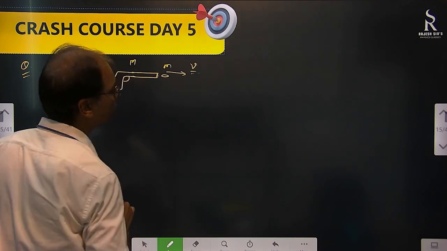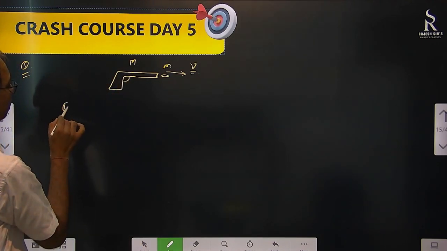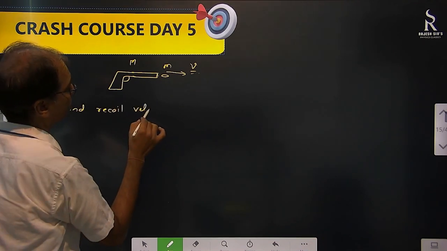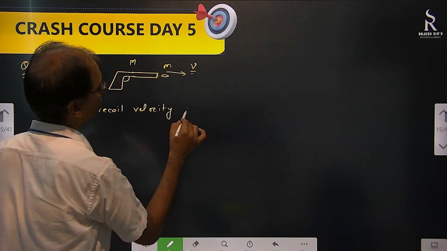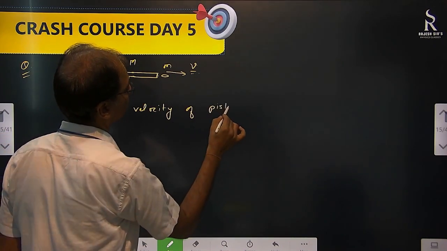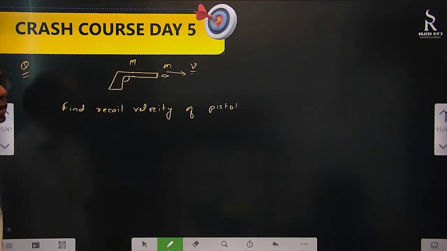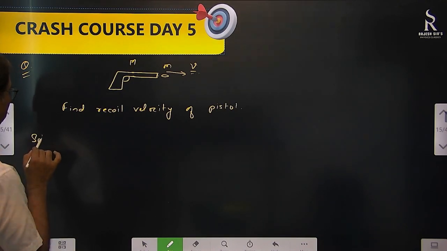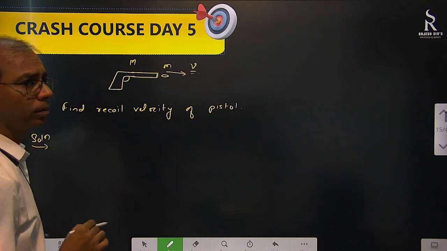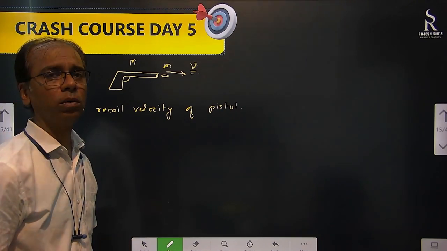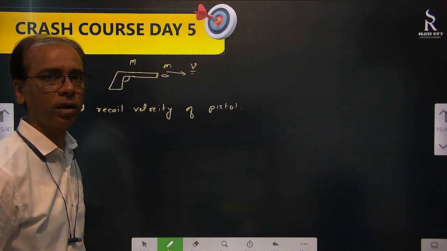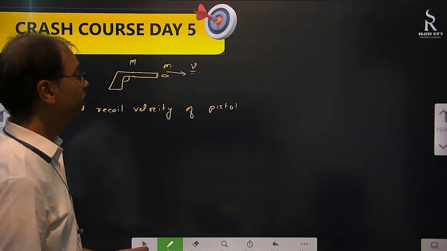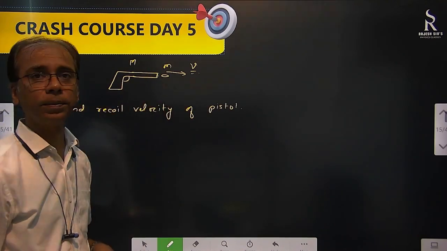The question is asked from you, find recoil velocity of pistol. So the question here is now, before firing, what was the momentum? Just before firing, 0. Just before firing, bullet did not come out. Just after firing, this is having velocity.